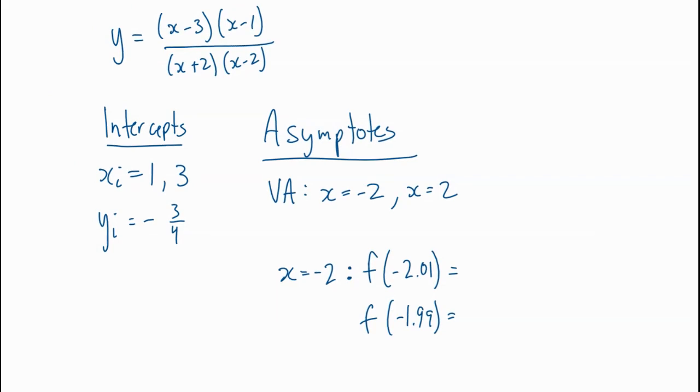So -2.01 minus 3 is negative, -1 is negative, +2 is negative, because -2.01 is a little bit bigger than -2, and then -2 is negative. So 4 negatives means this is positive. And -1.99 is going to be negative, negative, and now this one crosses over to positive because 2 is now bigger than 1.99. So we've got 1 positive and 3 negatives, so this one's negative.